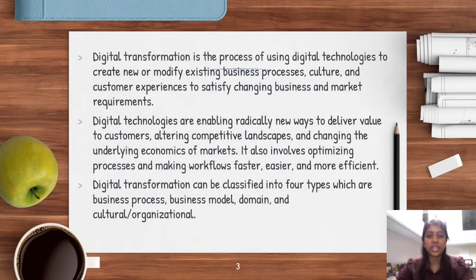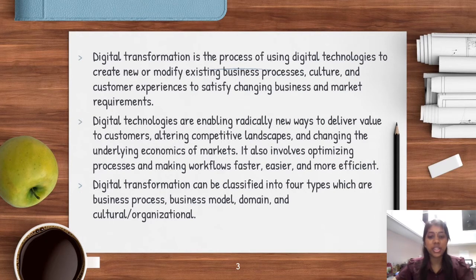Digital transformation is the process of using digital technologies to create new or modify existing business processes, culture, and customer experiences to satisfy changing business and market requirements. Digital technologies are enabling radical new ways to deliver value to customers, altering competitive landscapes, and changing the underlying economics of markets. It also involves optimizing processes and making workflows faster, easier, and more efficient.